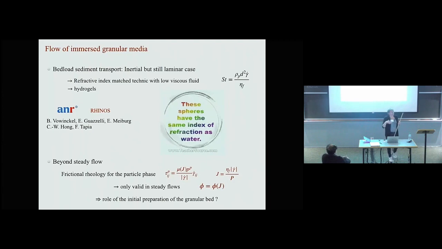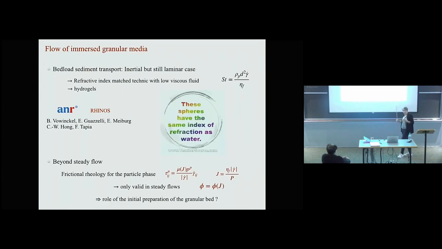But now, for this talk, I want to show you something. I want to go beyond the steady flow, because what I've shown you until now corresponds to steady flow. And I wonder what happens if you go beyond steady flow. Because if we use the frictional rheology for the particle phase, the mu of I and phi of J, it's only valid for steady flow. That means that we have to have reached the right volume fraction.